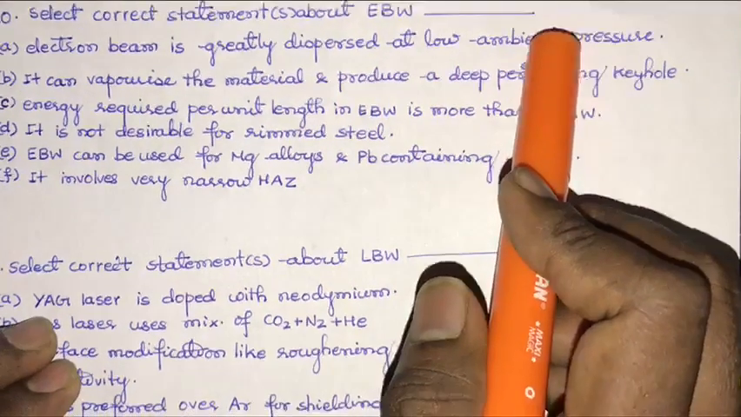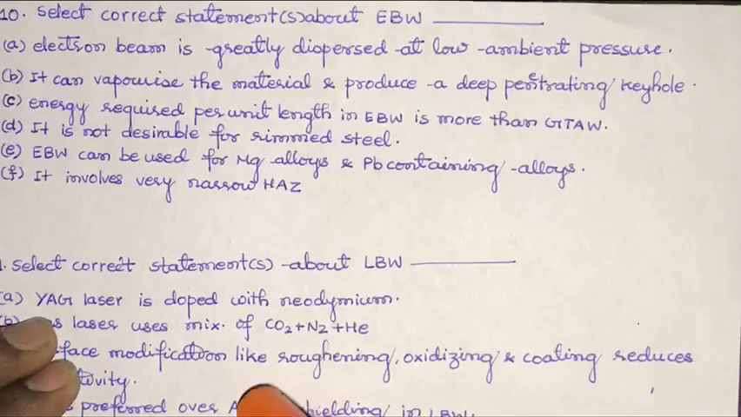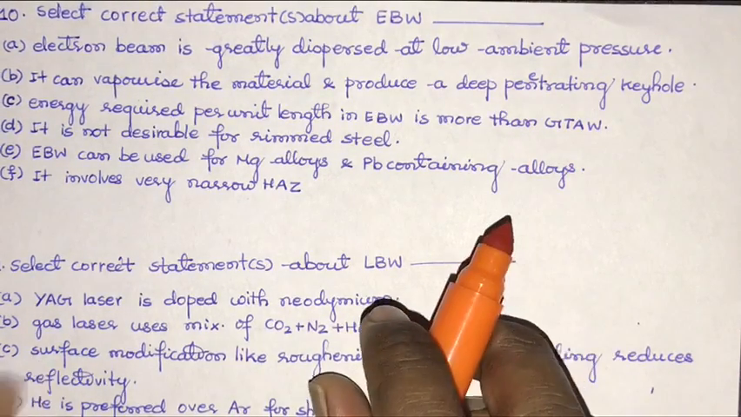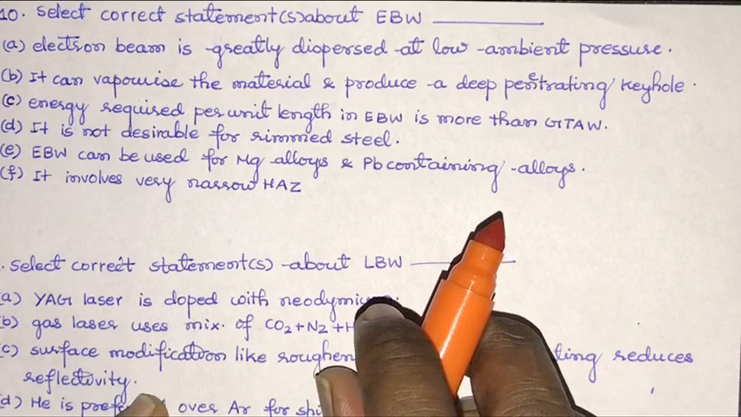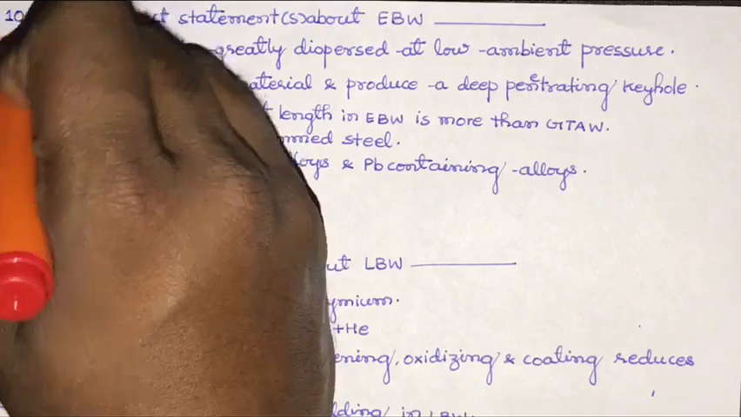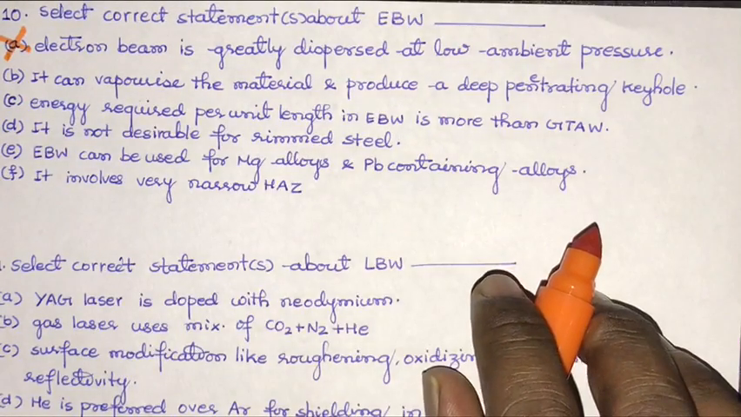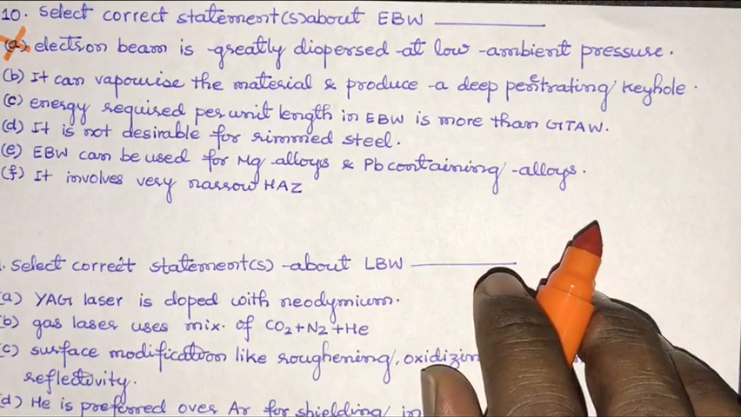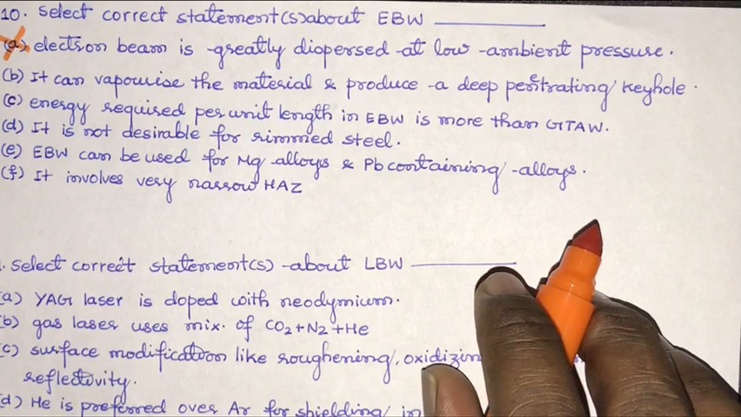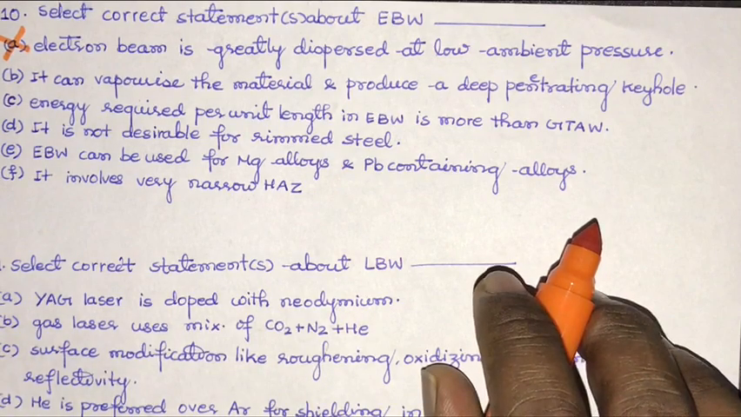is absolutely incorrect. If the pressure is low, then the dispersion of the electron beam will be low. So this is incorrect. As we increase the pressure, like in the case of 750 torr, there was high pressure and there was greater dispersion of the electron beam.